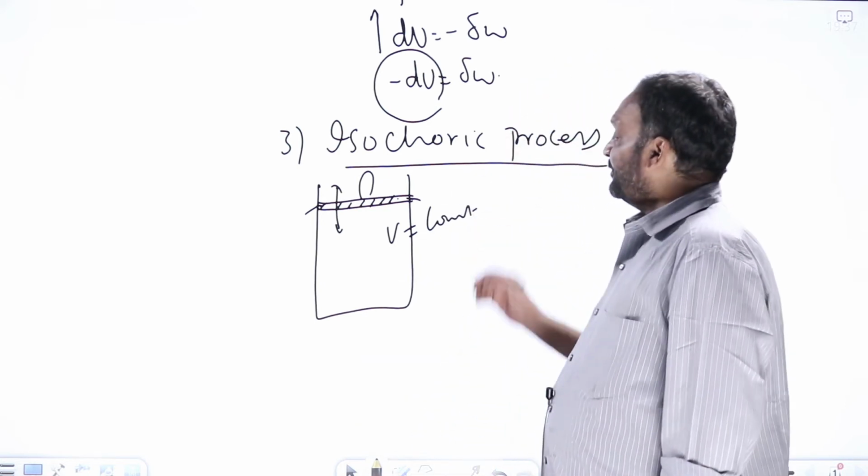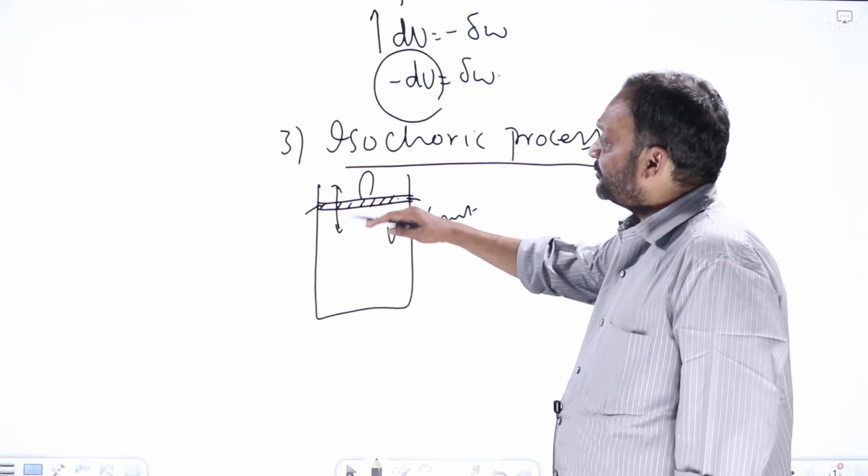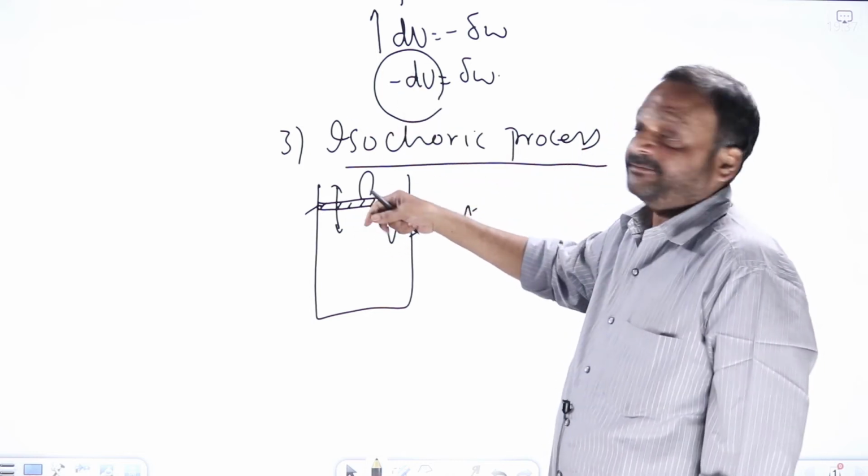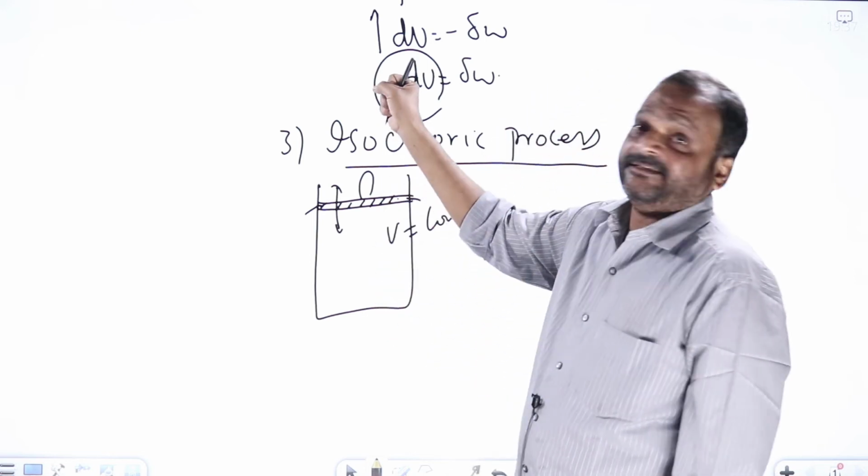When the volume of the gas remains constant, the gas cannot push the piston up or you cannot push the piston down, which means you cannot do any work on the system or the gas cannot do any work on the piston.